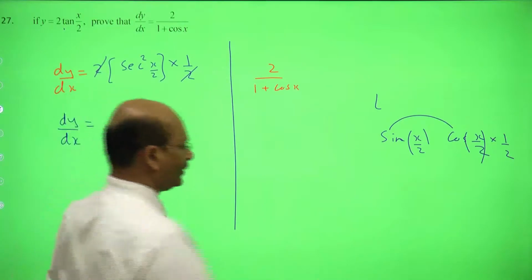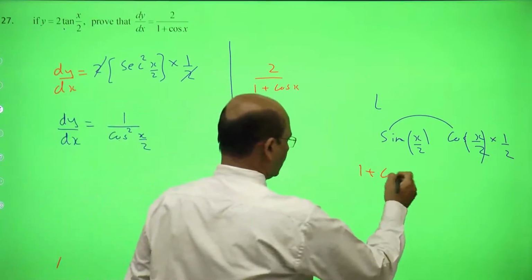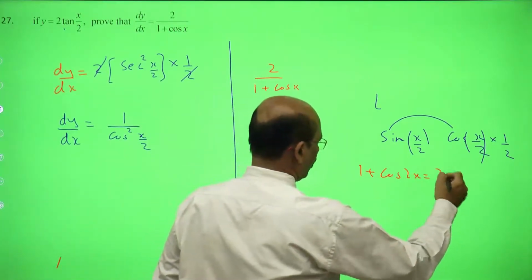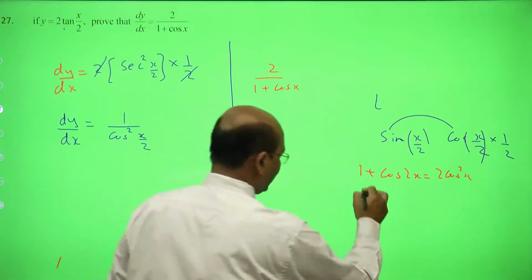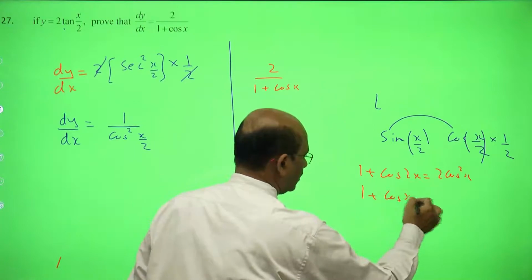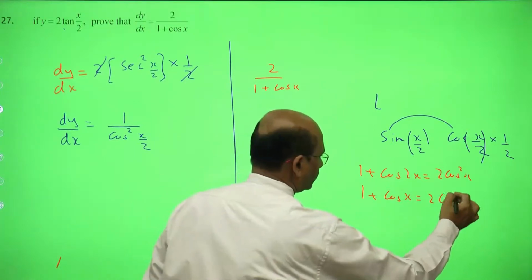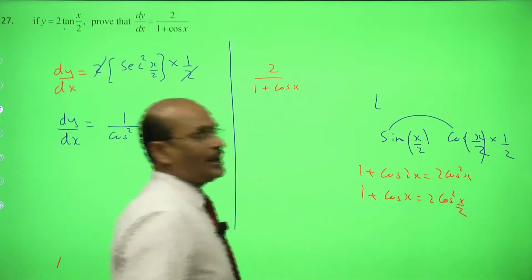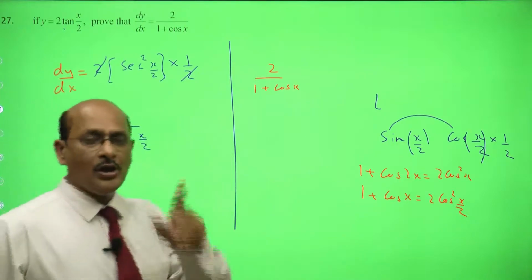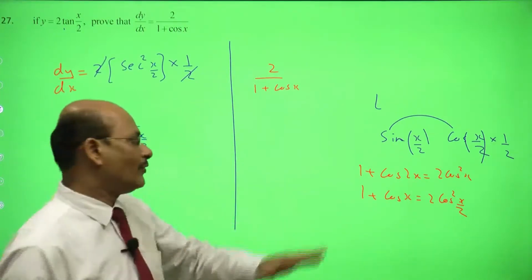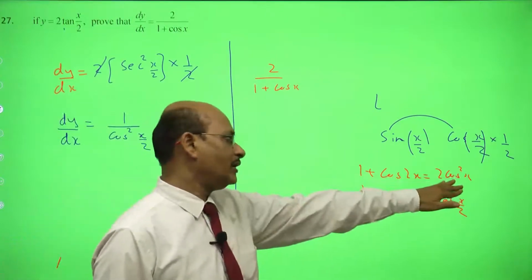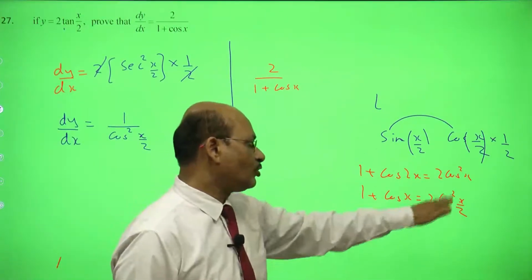If you remember your trigonometric formula, what is 1 plus cos 2 theta? It is 2 cos square x. Class 11. What is 1 plus cos x? It is 2 cos square x by 2. Now, you may say, how do you remember this? Remember one thing, 1 plus cos and 1 minus cos, you always have a formula. So, 1 plus cos 2 theta is 2 cos square theta, and 1 plus cos theta is 2 cos square theta by 2.